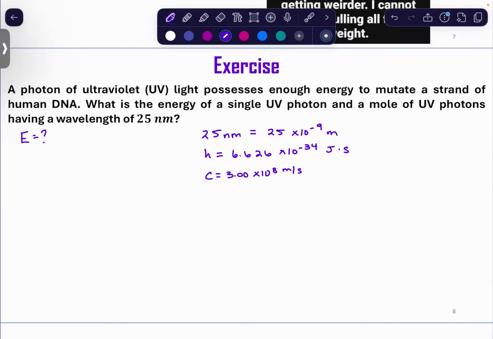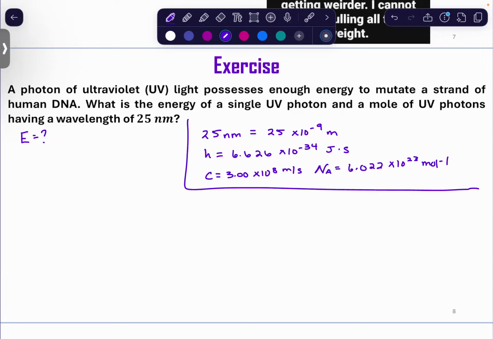So a single UV photon and a mole of UV photons. So we are going to end up needing Avogadro's number, because your Planck's equation will give you the energy of a single photon.